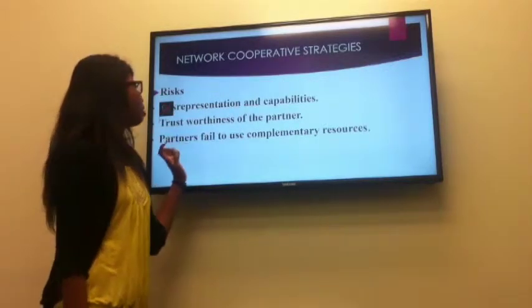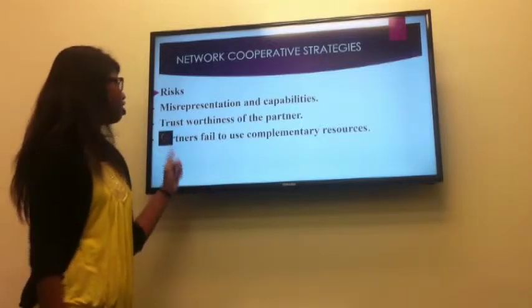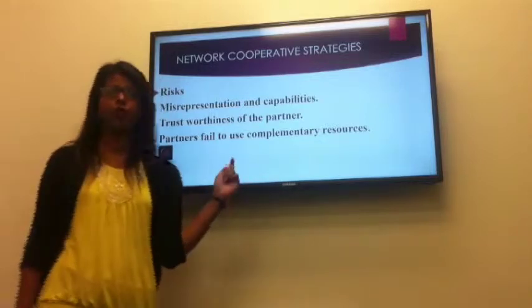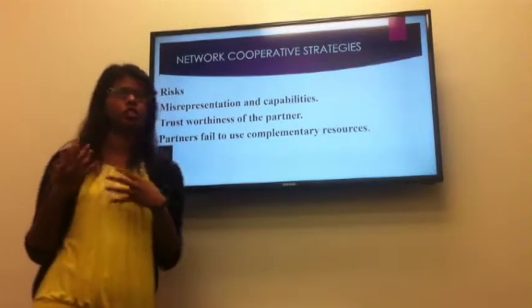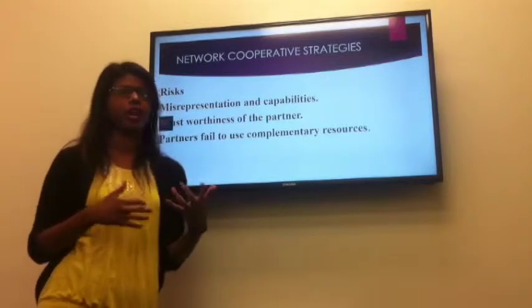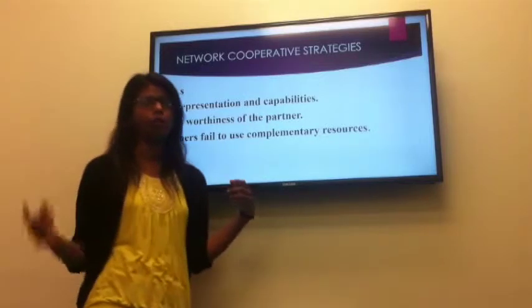And talking about the cooperative strategy, risk is misrepresentation, and capability is one type of risk. Trustworthiness is one type of risk, and partners failing to use complementary resources is one type of risk. The partners may also choose to act opportunistically due to inadequate contracts. A partner may fail to make complementary resources available. And the next topic will be given by Nguyet.